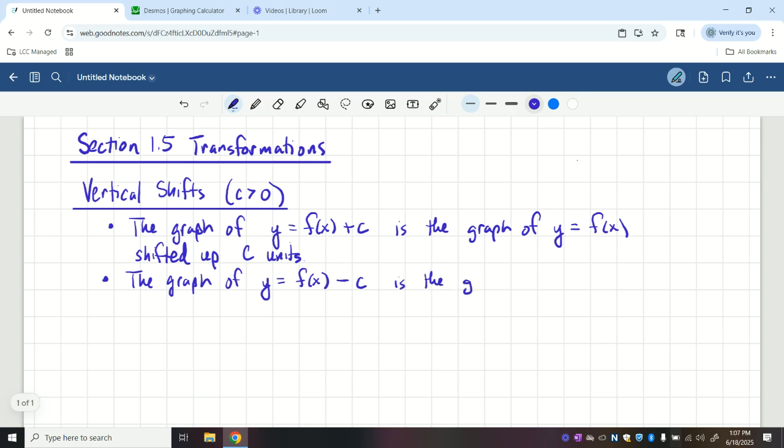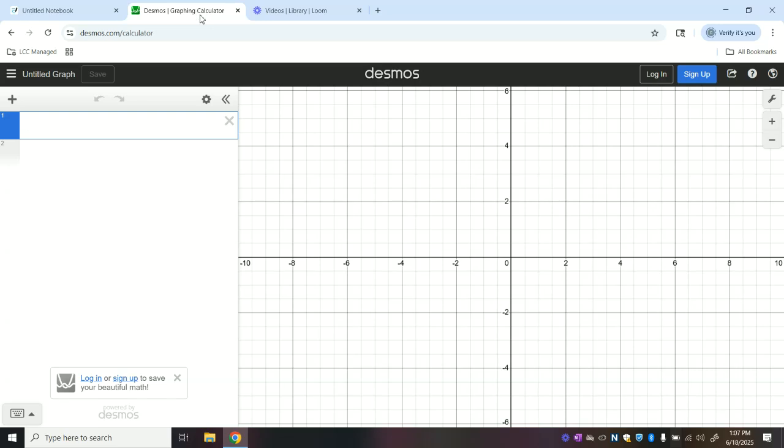the graph of y equals f of x shifted down c units. Okay, so just for the sake of demonstration here, let's do one real quick on Desmos.